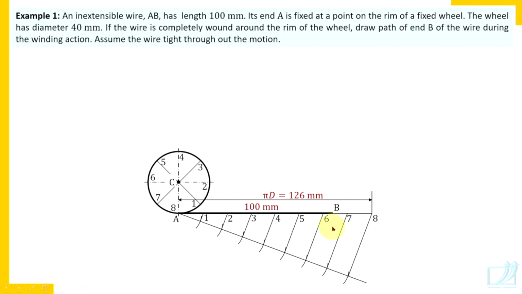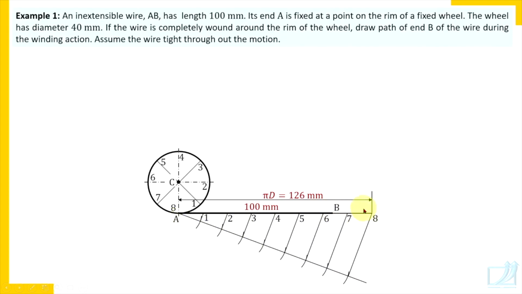Notice here that on line AB we got the 6th complete part and a small portion remaining. So only 6 divisions we could accommodate on the length of 100 millimeters. No problem. What I want to tell you here is, if the length AB, that is the length of the wire, is greater than pi d, then you will get more than 8 divisions on that.